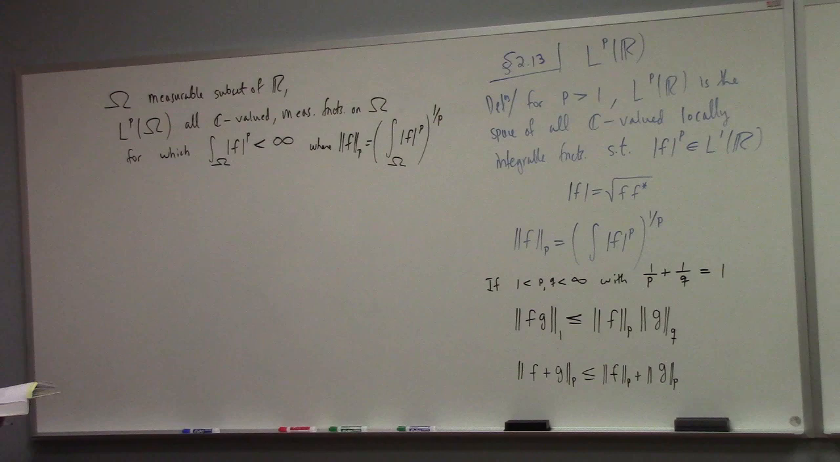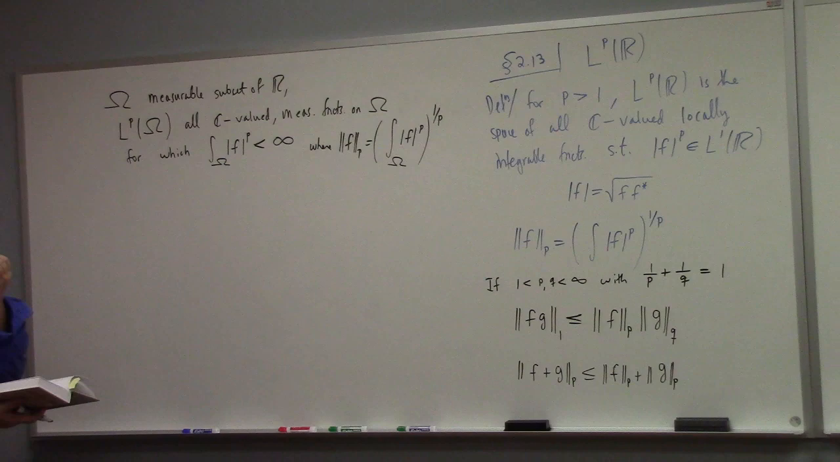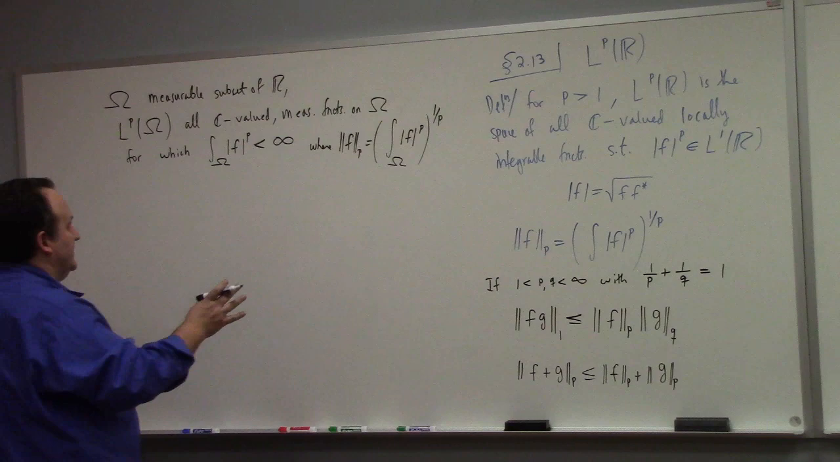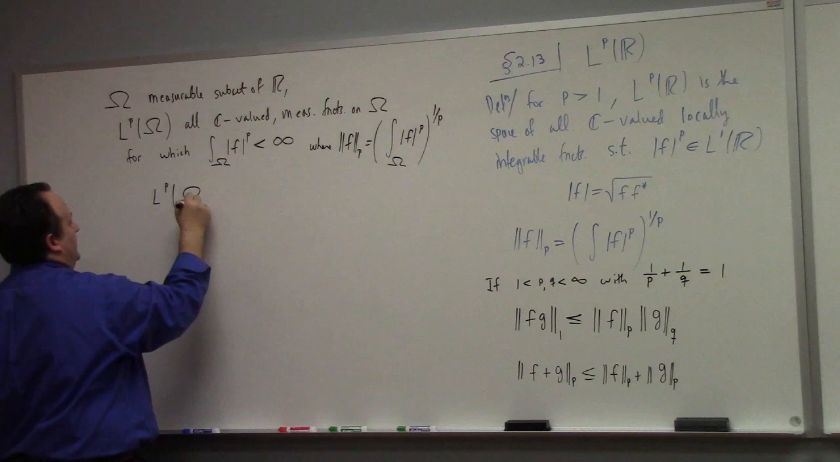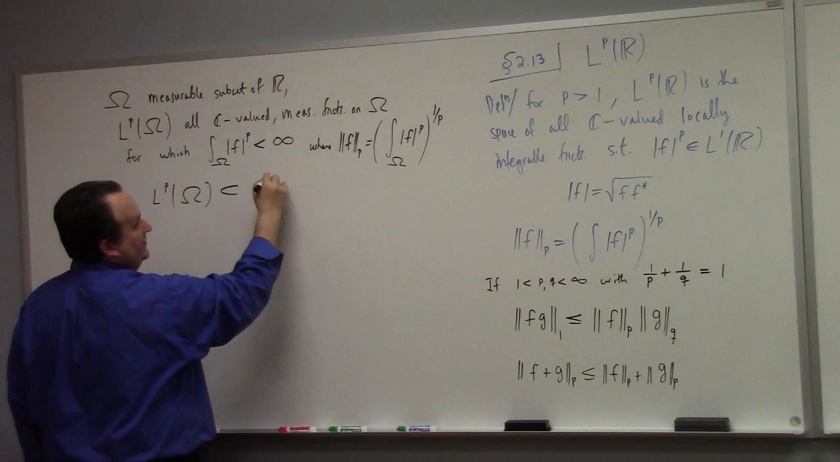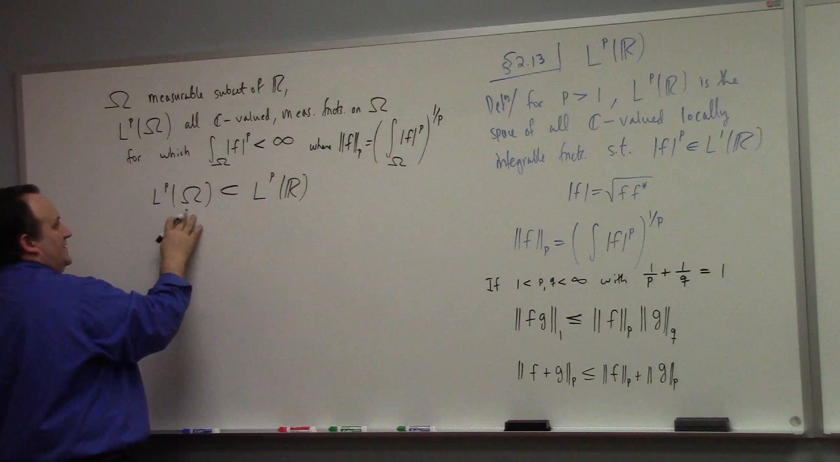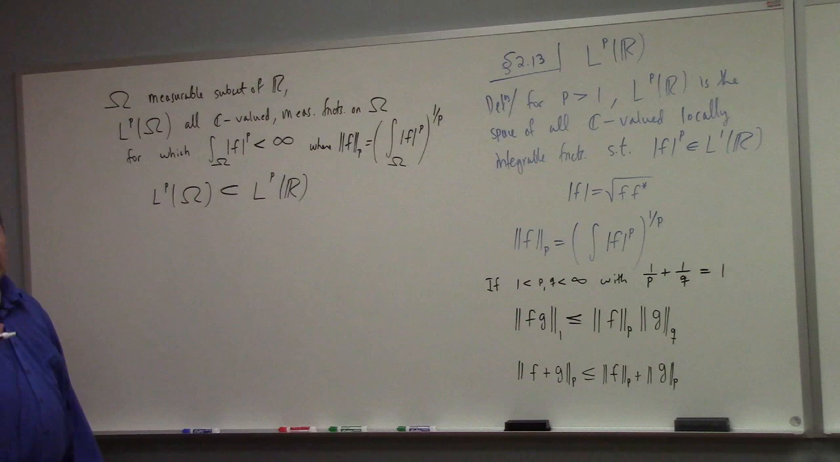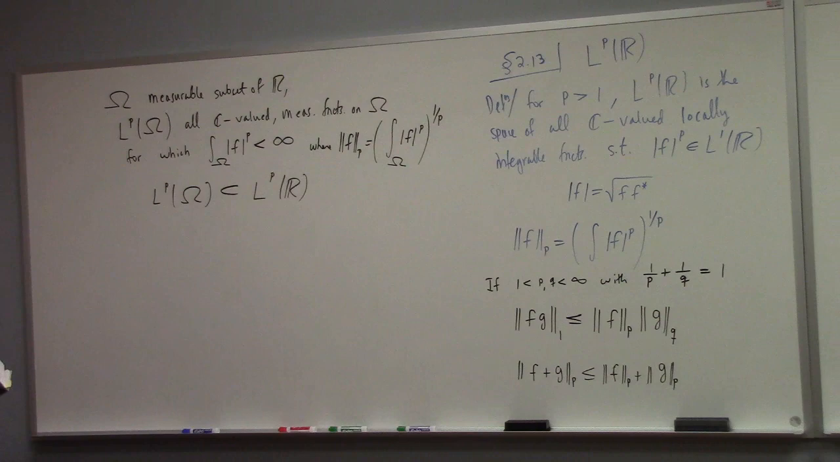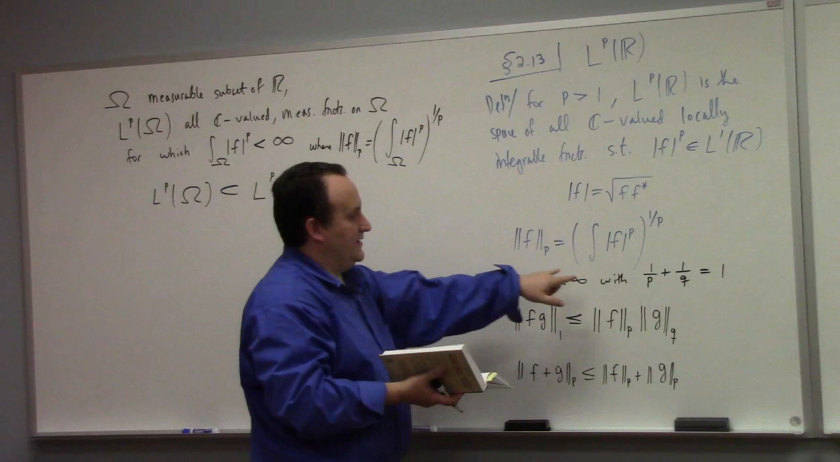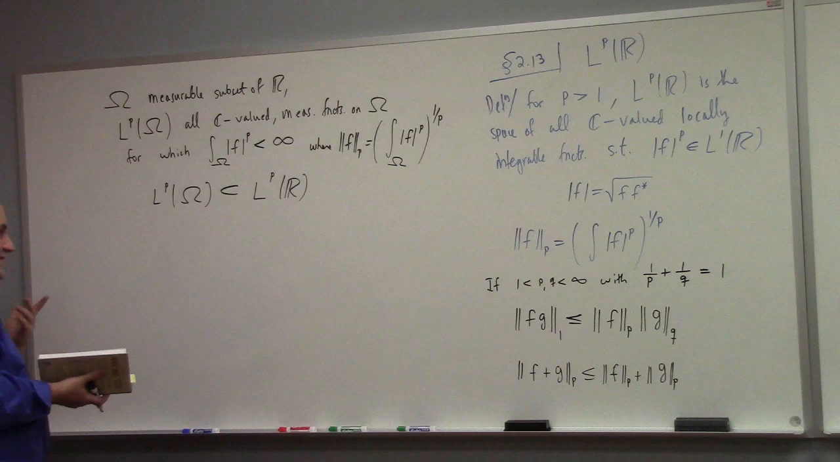So anyway, he says that L^p of omega can be identified with a subspace of L^p of R of all functions vanishing outside of omega. So you can think of it as kind of a subset of L^p of R, with the understanding that you just take these functions and extend them by zero outside of omega, and then they would automatically be in L^p. See, because this integral would be equal to that integral if the function in question was zero outside omega. So it's kind of trivial, I'm not really saying much.